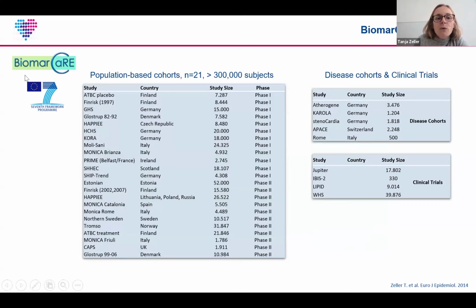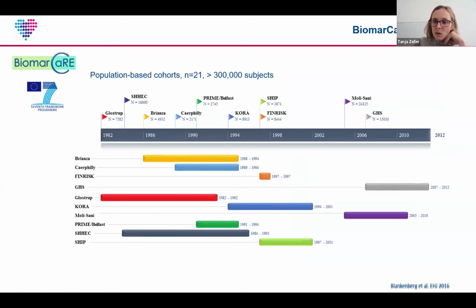So here again, it's an overview of the population-based cohorts, the disease cohorts and the clinical trials. And you see that we had from small size, let's say, cohorts to really large size cohorts, and which ones we used in phase 1 and phase 2. This is an overview, because it was important for our BiomarCaRE project, of the follow-up of some of these studies. And you can see, for instance, Glostrup, or here this Scottish Heart Health Study, that they were established in former times, so more than 40 years ago, and we had a very, very long-term follow-up.